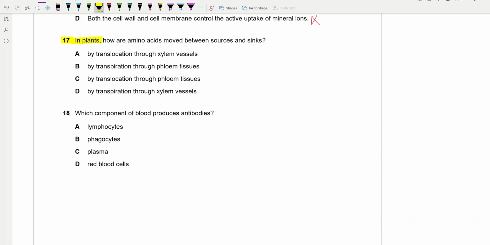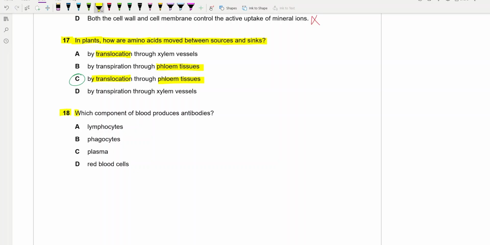Question number 17. In plants, how are amino acids moved between sources and sinks? So it is moved by translocation and through phloem tissues. So the correct option would be option C.